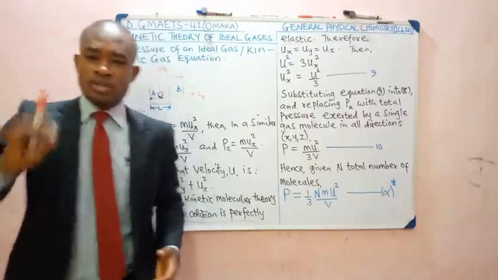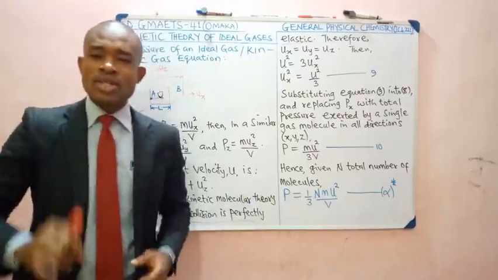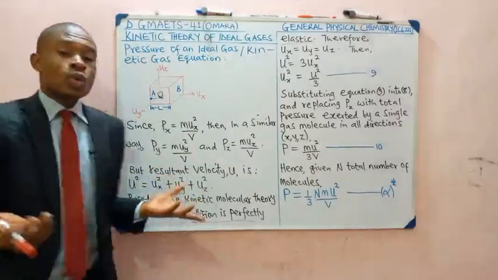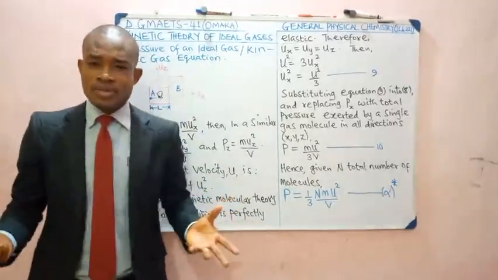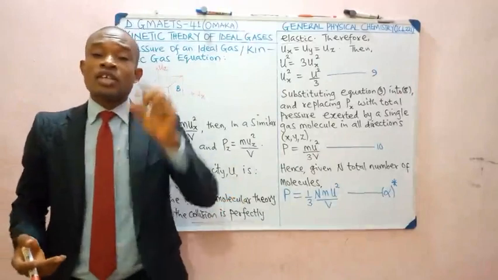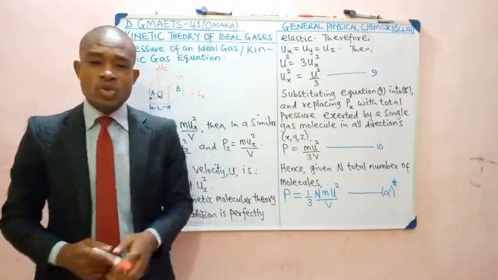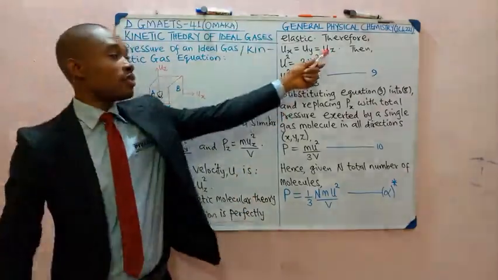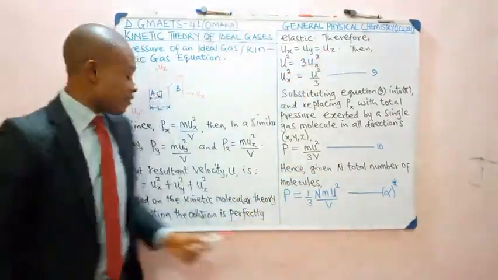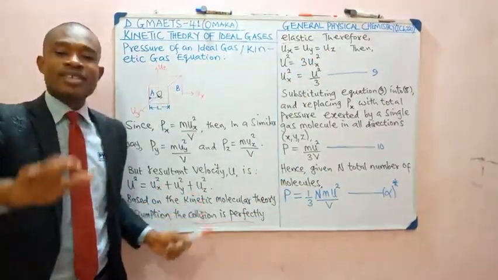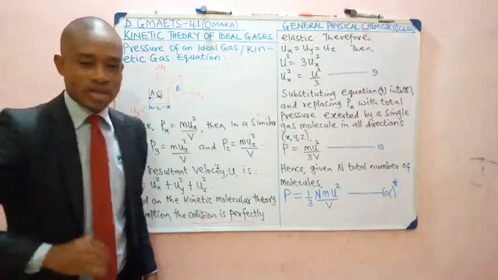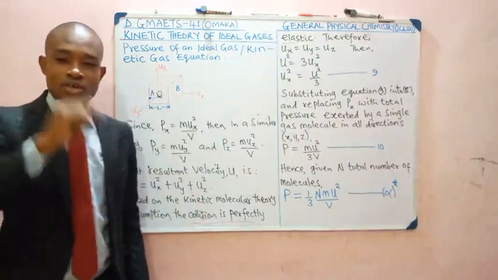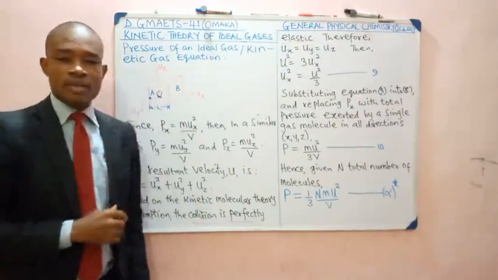This assumption would allow us to say, okay, fine, let these velocities all be equal. It therefore means that u subscript x will be equal to u subscript y, and it will also be equal to u subscript z. These three velocities are equal. That's the kinetic molecular theory assumption. If they are equal, let's choose to call all of them u subscript x, that is velocity in x direction.